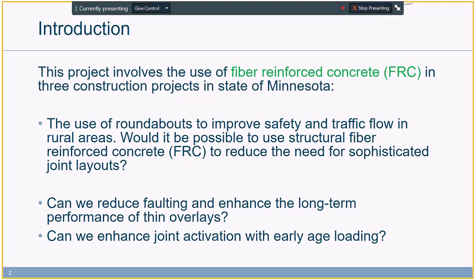This project also involves construction of 2 thin overlays over existing asphalt pavements. And there are also some interesting features involved in the design and construction of these overlays as well. We have different features to investigate. Different types of fibers are being used in one of the overlays, different joint spacing, and also a very interesting idea to investigate the use of early age loading for increasing the joint activation in overlays.